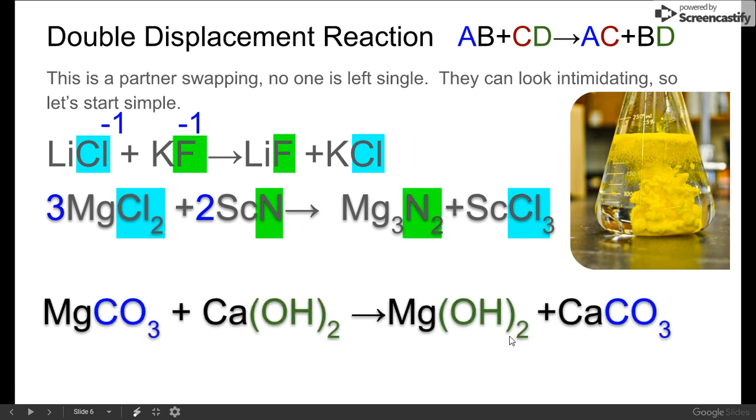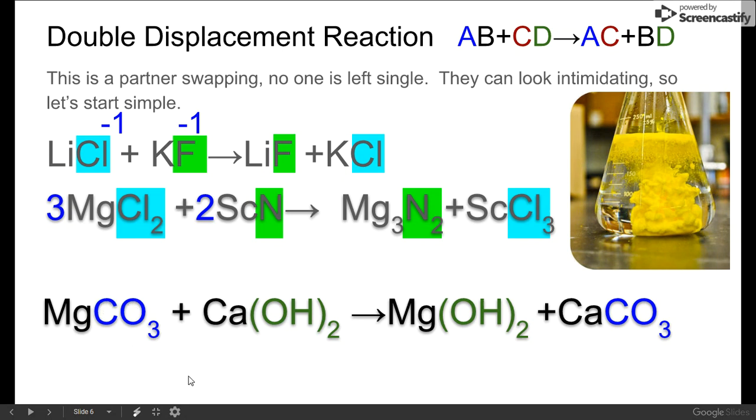This one is used in some water softeners, not in Orangeville. This gets a bit more complicated yet again. Magnesium is married to this cluster called carbonate, highlighted in blue, and calcium is married to this cluster called hydroxide. If you look over here, the clusters have simply switched places. So you can do double displacement with a cluster of things.